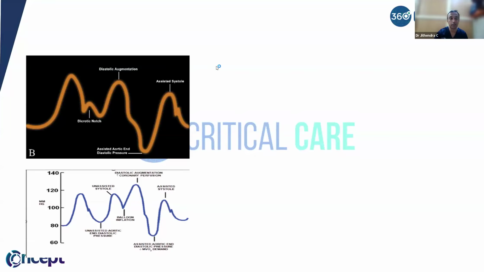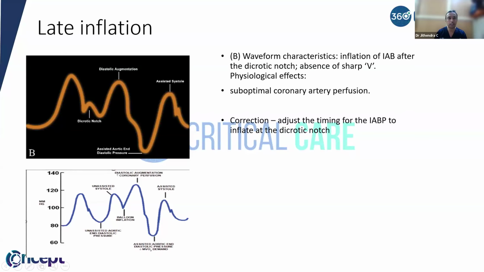So you can see after the dicrotic notch, after some delay, there has been some inflation. So yes, the answer is late inflation. So what do you see because of that? You don't get the sharp V, correct? You're supposed to get a sharp V at the dicrotic notch, but here you're getting it a little late and it is not that sharp also.